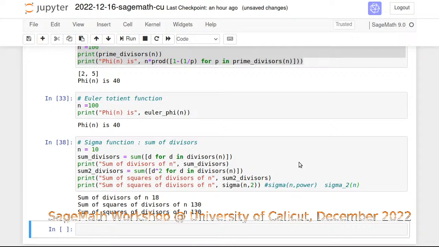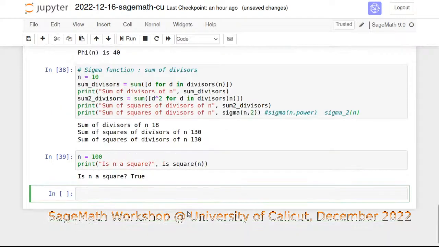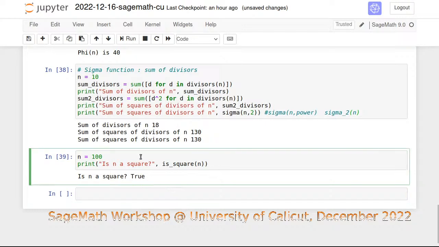There are several other functions, for example to check if a number is actually a square or not. Take n equal to 100. Is square n? Yes, n is a square. Otherwise, n is not a square.